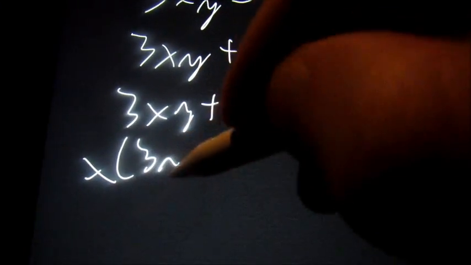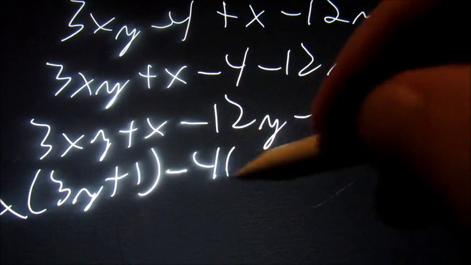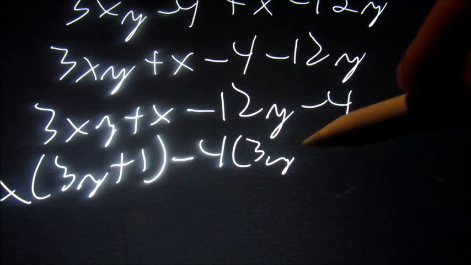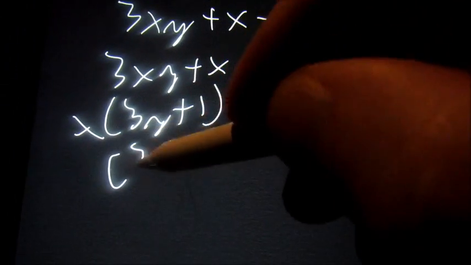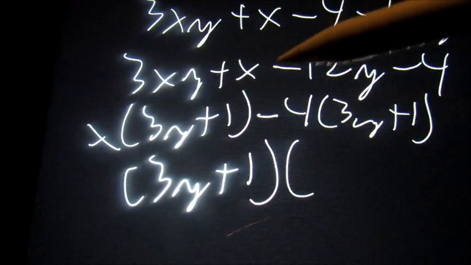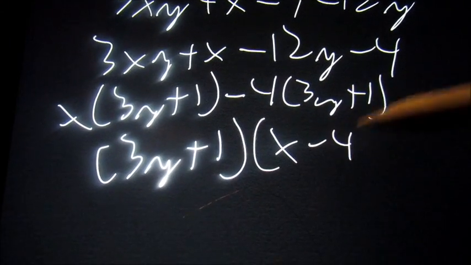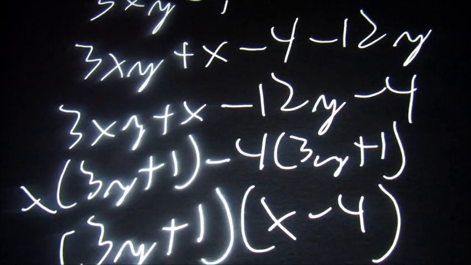But here I can factor out an x, and I'm left with 3y plus 1. Here I need to factor out a negative 4, and I'm left with 3y plus 1. Factor out the 3y plus 1, and I'm left with x minus 4. Okay, so sometimes you will have to rearrange them so that they will work.